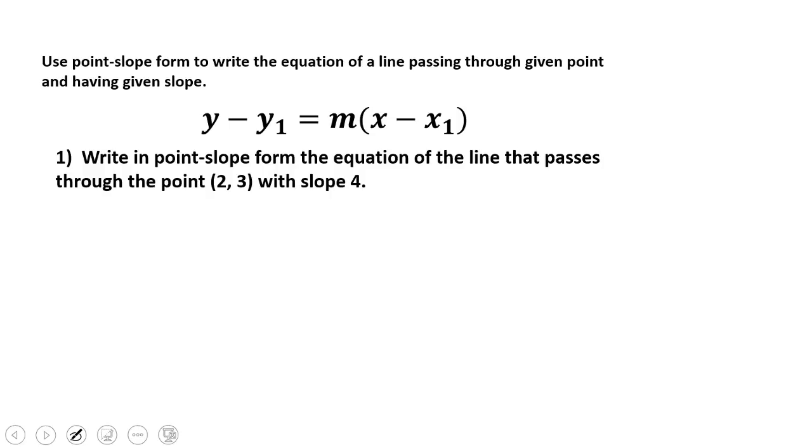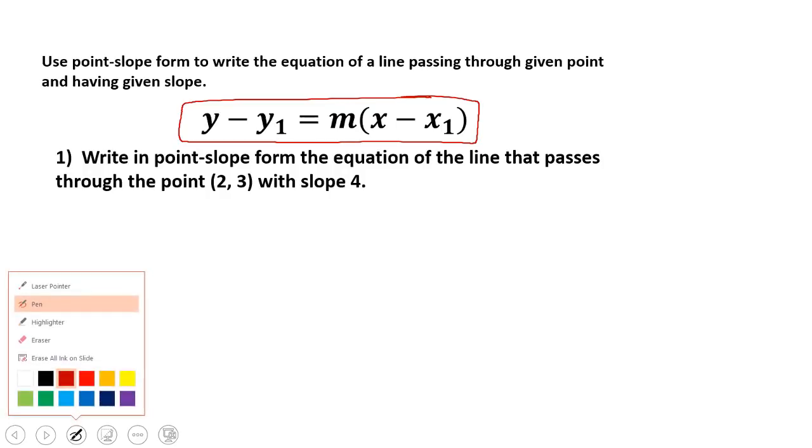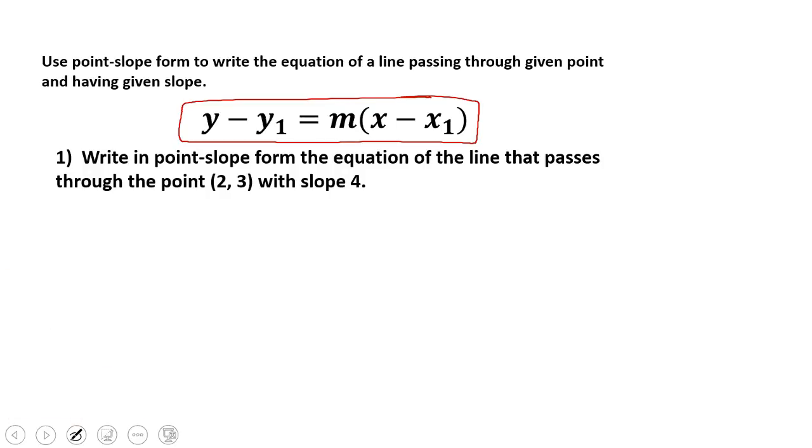So we're going to write in point-slope form the equation of the line that passes through point 2, 3 with a slope of 4. And so obviously I have given you the point-slope form right here that we will eventually remember. And so all we need to do is plug and chug right into that formula, this point and the slope.